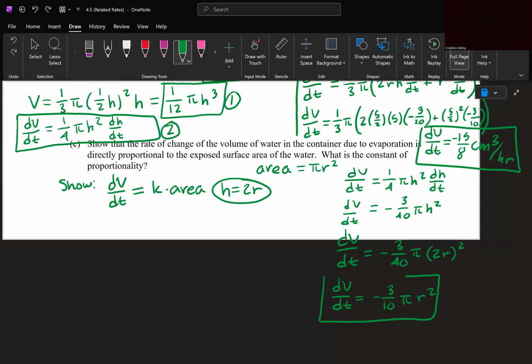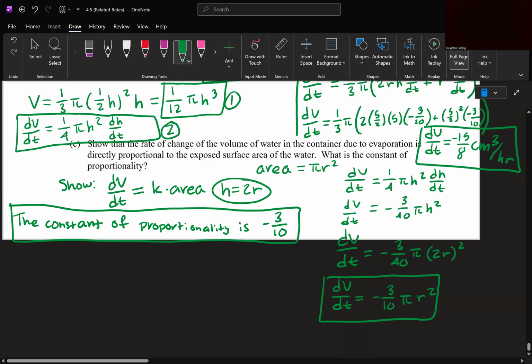This is all you need to do to show. But what you do need to do is directly answer the question that they asked, which is, what is the constant of proportionality? The constant of proportionality is negative 3/10. It's kind of amazing that it's actually the exact same as dh/dt. That is a coincidence, so it will not always be the case. Don't rely on that. Okay, and that's all you would need to do to score full points on part C. You would need to show this box and this box to get the full points on part C.